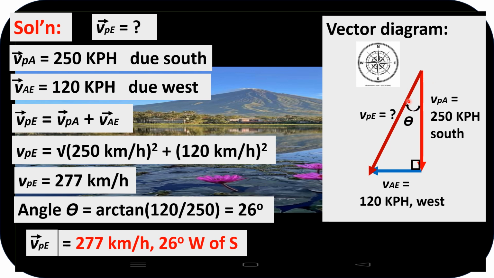Since this vector is to the left of the red vector, that is described as west of south. And west of south, if you wish, can also be described as southwest. So we can also say that the direction of the velocity of the plane relative to the Earth is 26 degrees southwest.